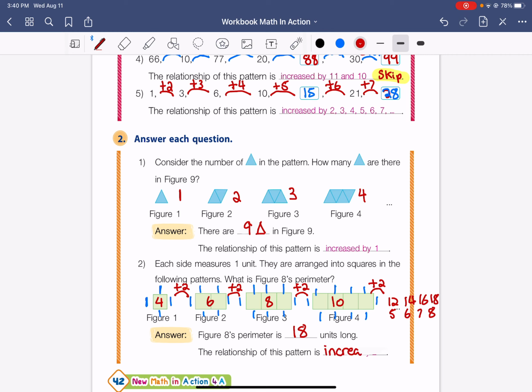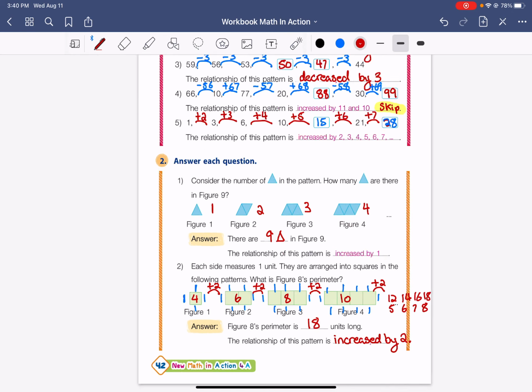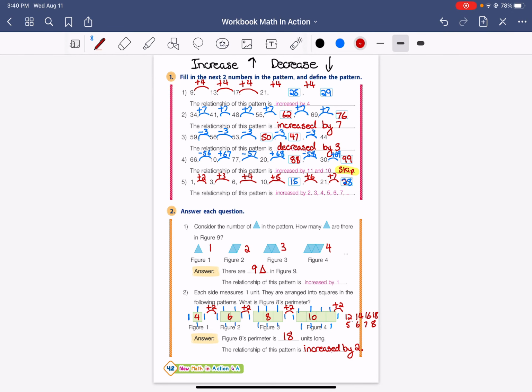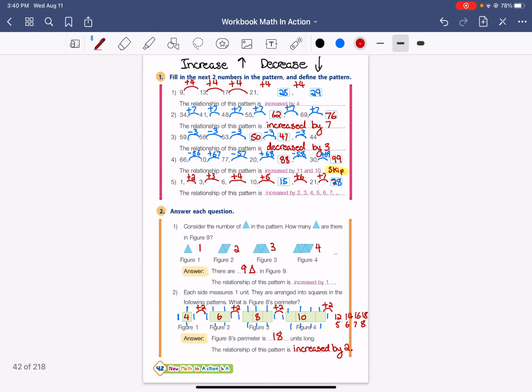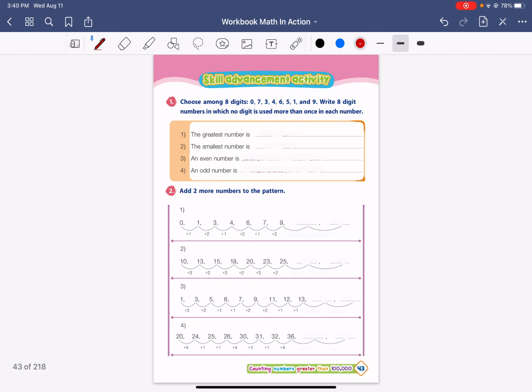Increased by 2. So now we know. These are some examples of some patterns. Right? So these are some patterns.